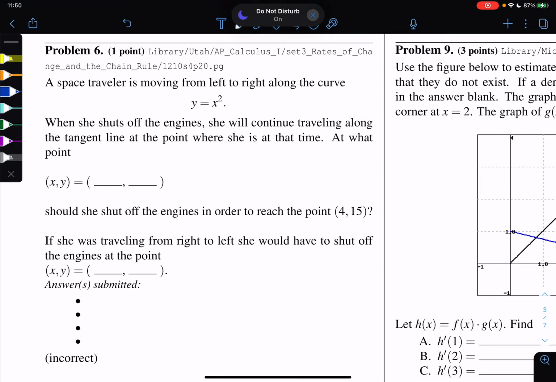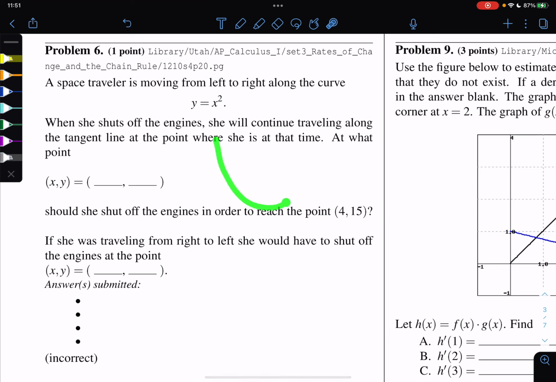So problem number 6 is also a very interesting question. I hope you get a chance to think about it a little bit yourself first. So I have a space traveler moving from the left to right, and along this particular curve, and then we shut off the engine, and she's going to continue traveling along the tangent line, and I'm wondering when she shut down the engine such that when she continues to travel along the tangent line, she will reach the point (4, 15).